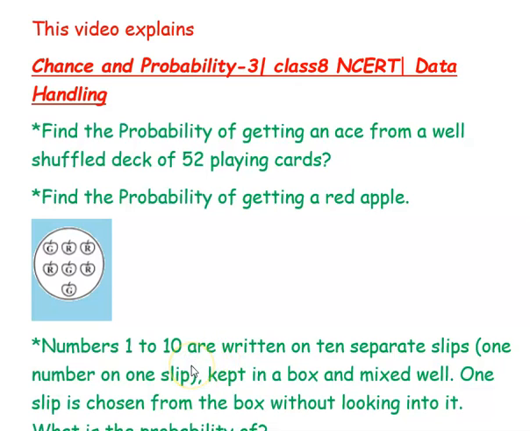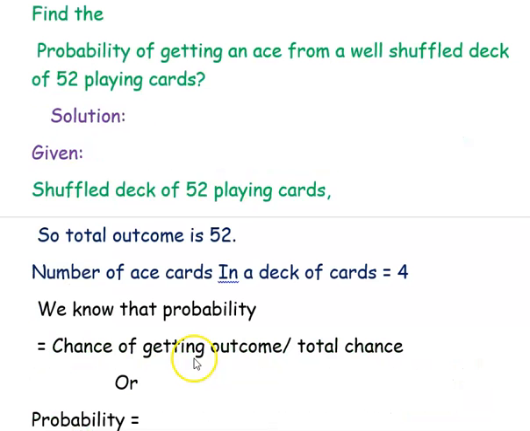In this video, we are going to see a few examples on finding probability. First question is: find the probability of getting an ace from a well-shuffled deck of 52 playing cards. Solution: it's given that it is a shuffled deck of 52 playing cards, so the total number of outcomes is 52. We want to find the probability of getting an ace card. The number of ace cards in a deck of cards is 4.